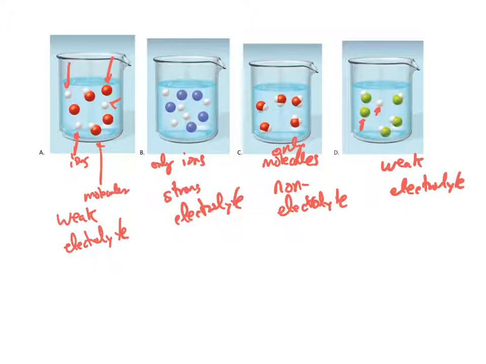And I guess we could compare A and D to see which is the stronger weak electrolyte, which one's dissociated more. A has more: we can see 3 little white spheres plus 3 red ones, so it's got 6 ions in it, whereas in D, we only have a single green and a single white. 2 ions have been formed, and so A is a stronger weak electrolyte than D.